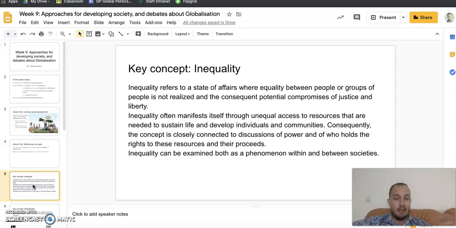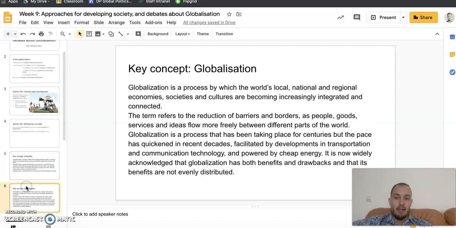And inequality can exist within a society and between societies. So you can have inequality between two countries. You can have inequality within a country. So very easy, and I think we all know what inequality is. So next we're looking at globalization. Again, I know we know what globalization is.